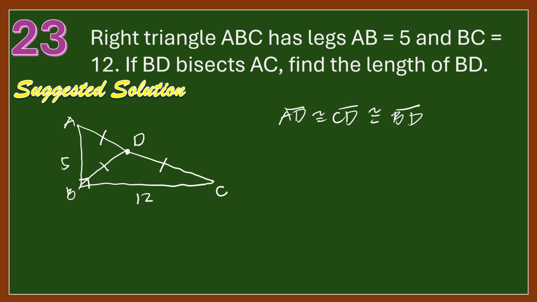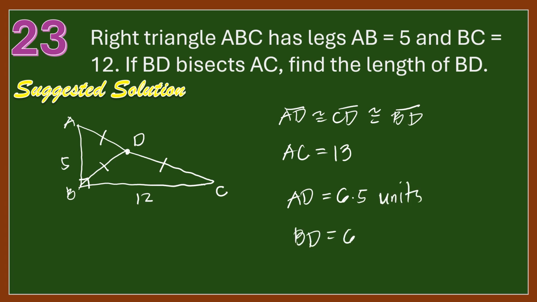And since AB is 5, BC is 12, this is a right triangle with the Pythagorean triple 5, 12, 13. That means segment AC is equal to 13. And since AC is bisected, we know that AD must be equal to 6.5 units. Therefore, segment BD is also equal to 6.5 units.